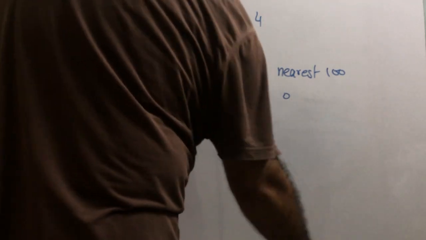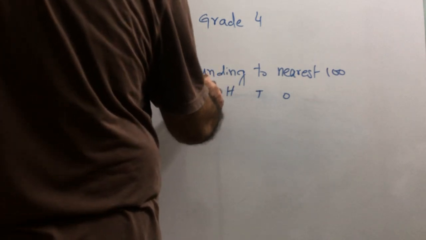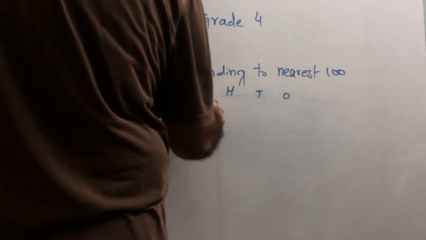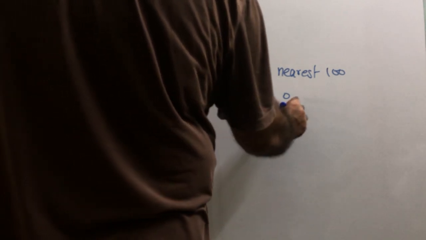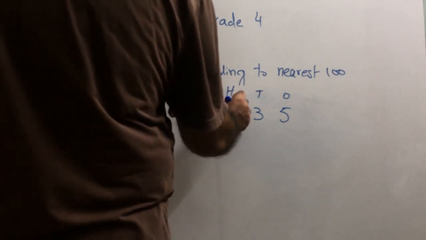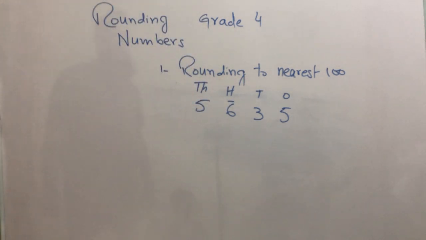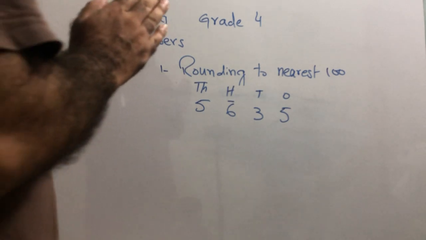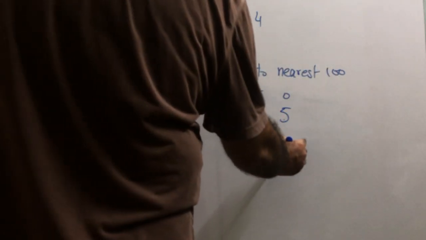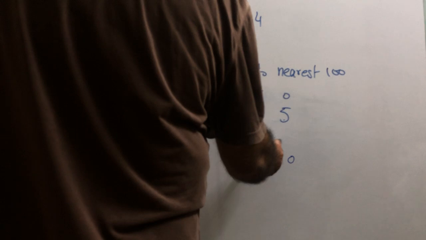Now we move to other examples. Ones, tens, hundreds, thousands. Let's suppose we have the number 5635. And if we need to round it to nearest 100, place some symbol so that you keep in mind that you are rounding to nearest 100. The very first action for rounding to nearest 100 is that all the digits on the right side become 0. This becomes 0. This becomes 0.